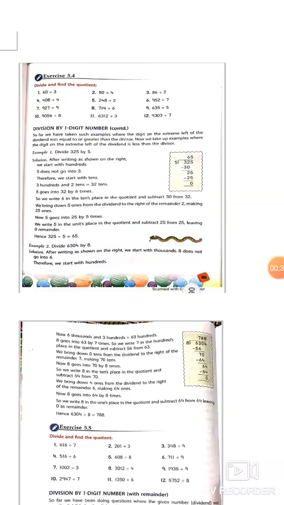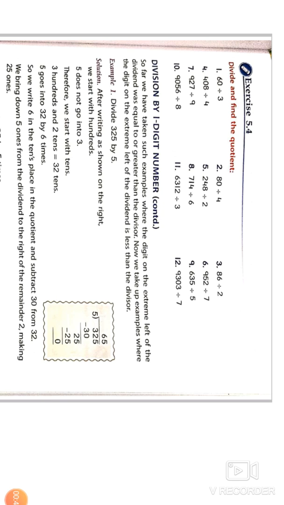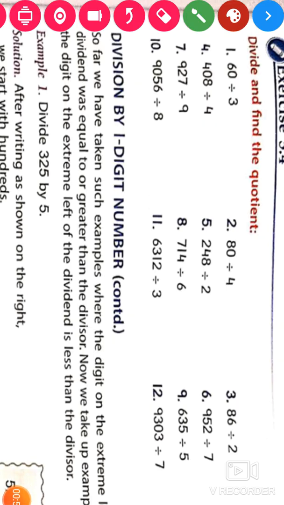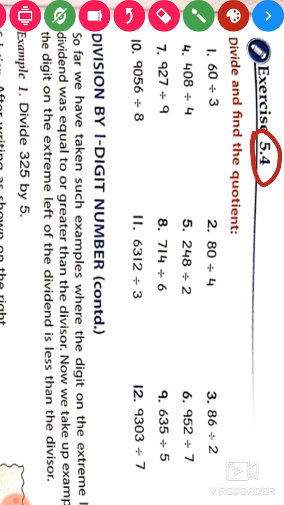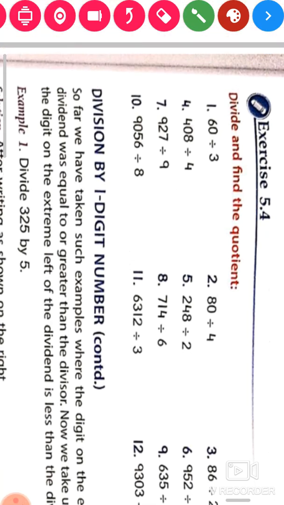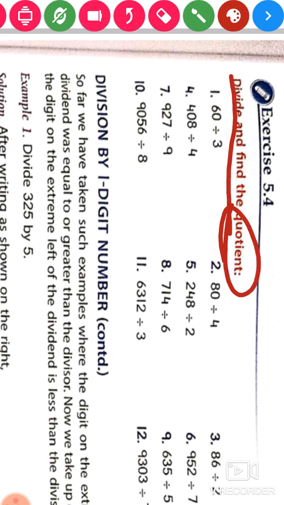Now kids, you can see on your screen exercise 5.4. Today we will be doing exercise 5.4, given on page number 90 in your textbook. So let us read the question first. The first question says, divide and find the quotient.